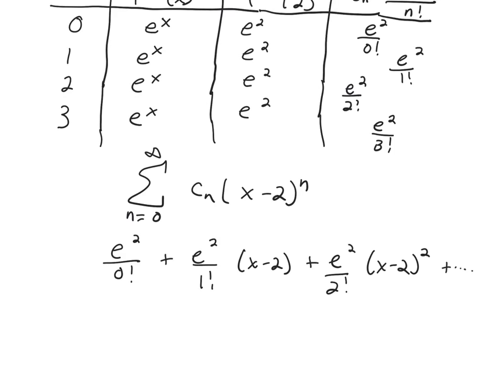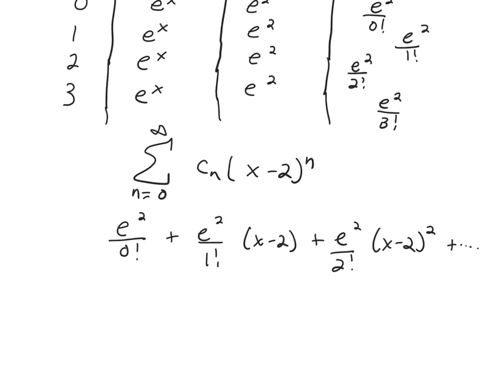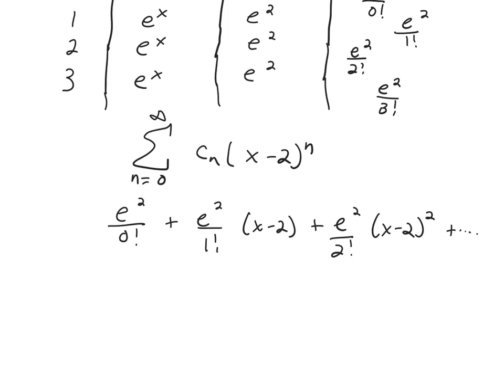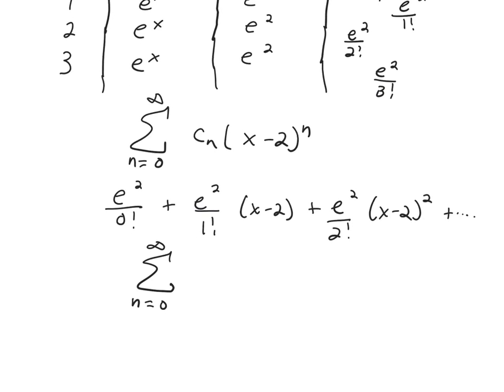Do you see a pattern? The first power is 0. So you've got to come up with this formula, n equals 0 to infinity. What should be in my formula? What's the same in every single term? e squared. So I'm going to put that in all of my terms.